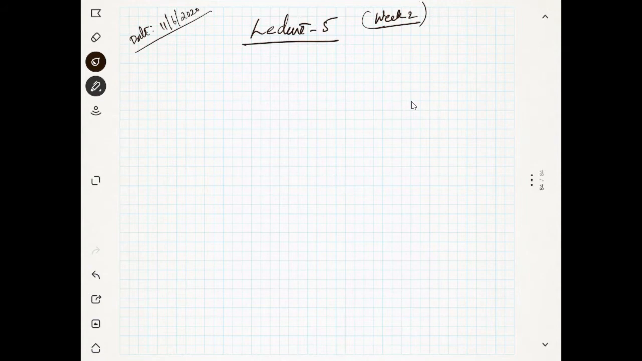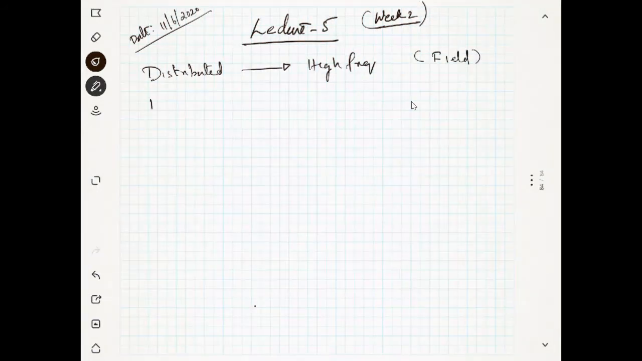So we will usually use the distributed theory. Actually, everything is distributed. You cannot confine something at some point. Usually this theory is used at high frequency, and we will usually use field theory, that means electromagnetic field theory. But in the lumped circuits, if we consider our resistance, our inductance, everything is concentrated at one point, or we can make them concentrated at one point.